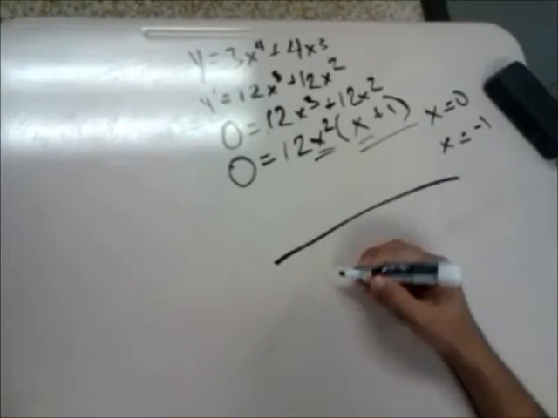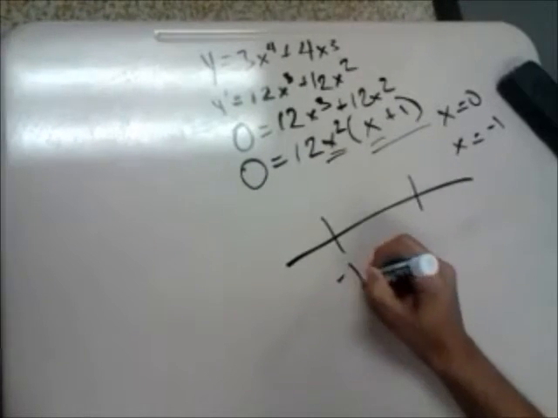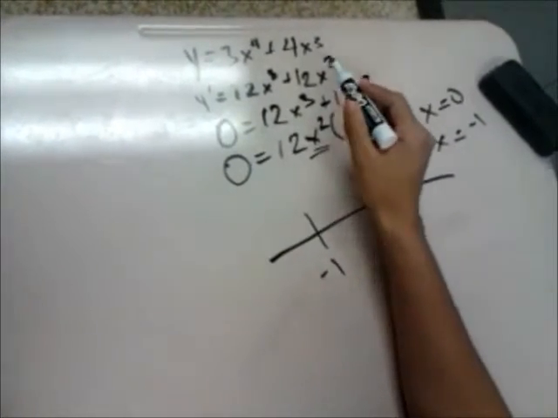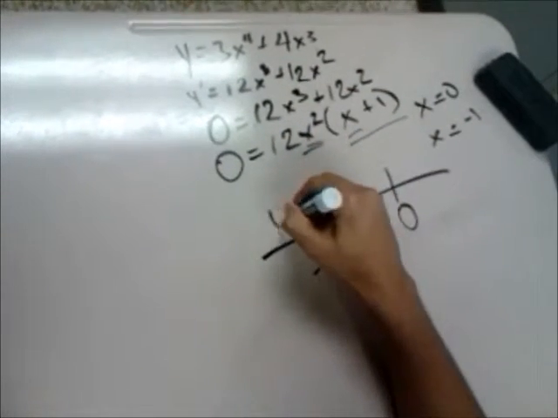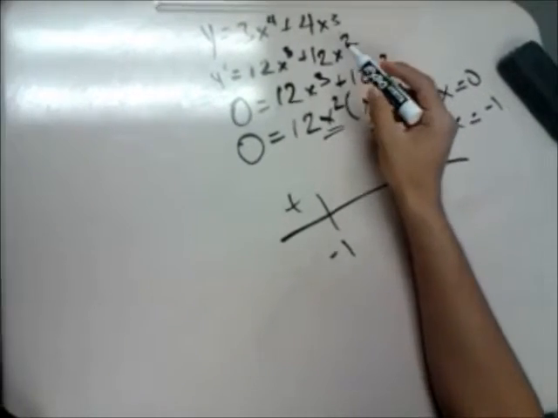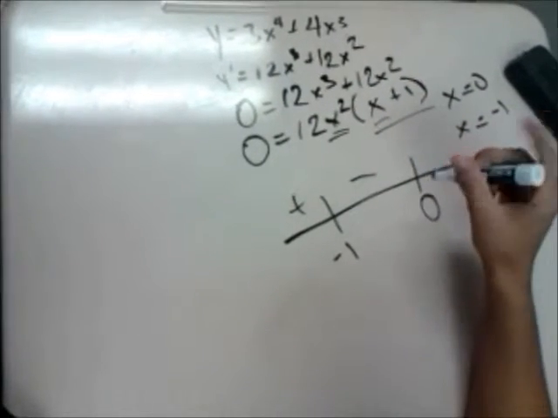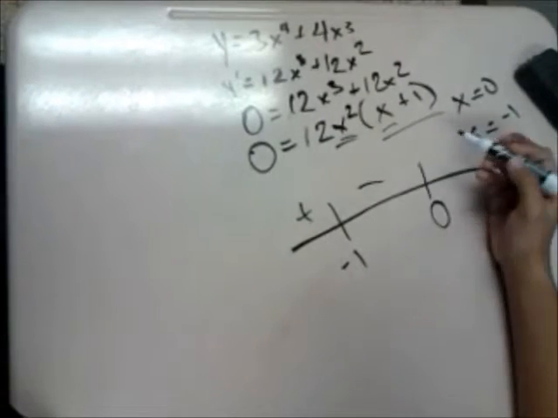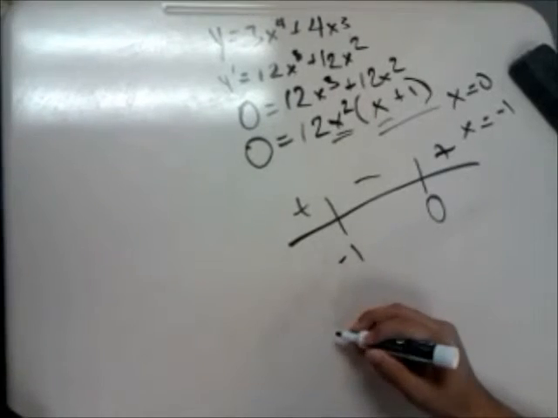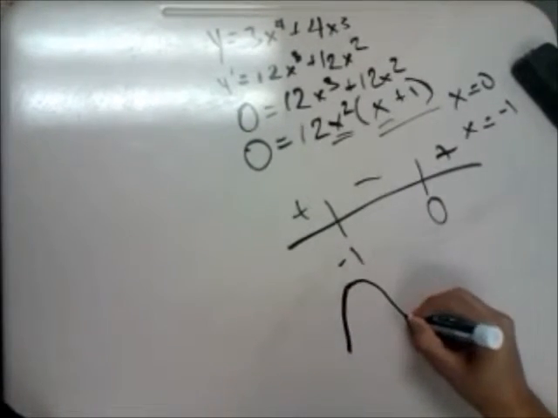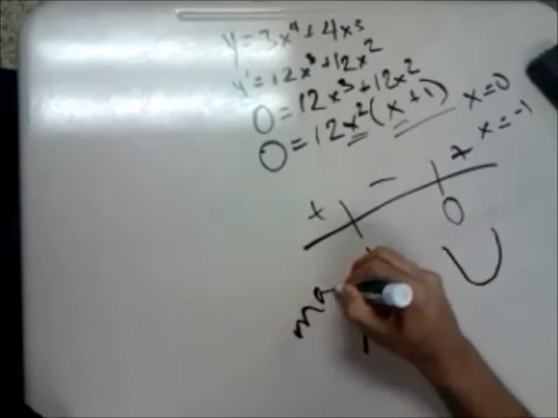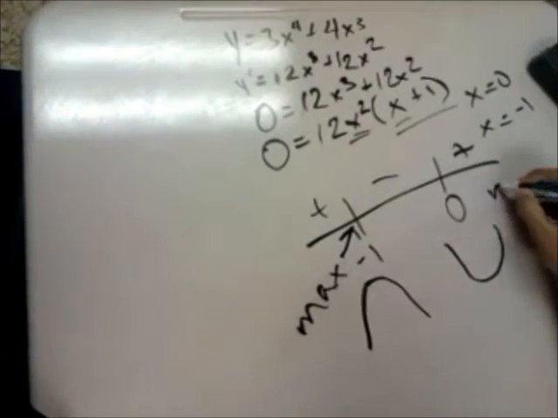Now you put them in this thing, -1 and 0. So lower than -1, say -2, we put into the original equation, we'll get this as a positive number. We put in -0.5, put into the original equation, we'll get a negative number. We put 1, put into the original equation, this will be positive. Okay, so right here, it's going up and then down. Now it's going down and then up. So we get this as a maximum, and we get this one as a min.